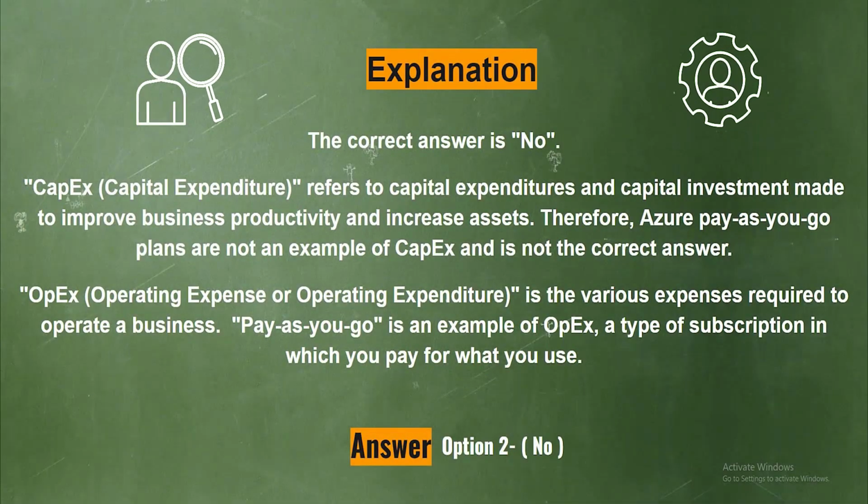Explanation. The correct answer is no. CapEx refers to capital expenditures and capital investment made to improve businesses' productivity and increase assets. Therefore, Azure pay-as-you-go plans are not an example of CapEx and is not the correct answer. OpEx is the various expenses required to operate a business. Pay-as-you-go is an example of OpEx, a type of subscription in which you pay for what you use.